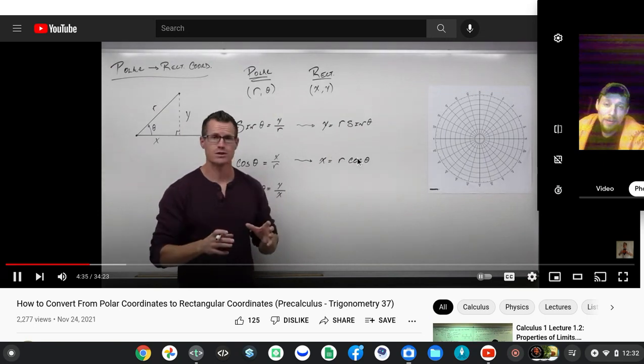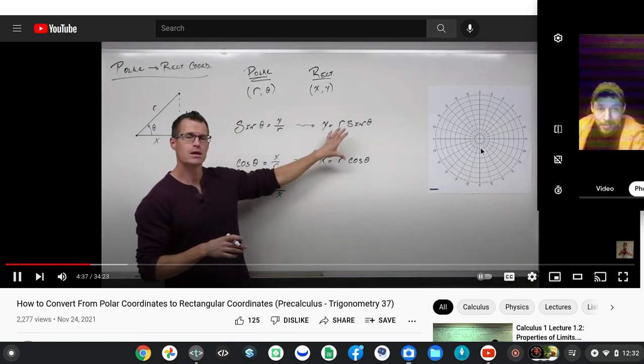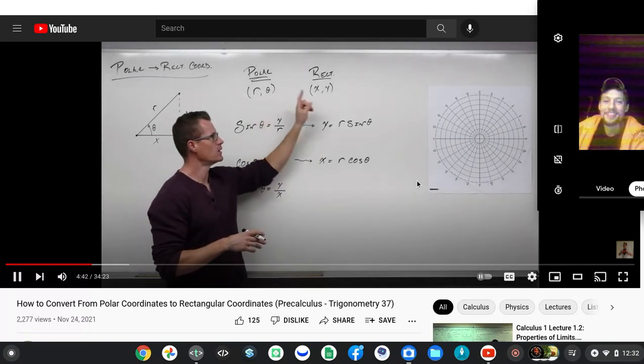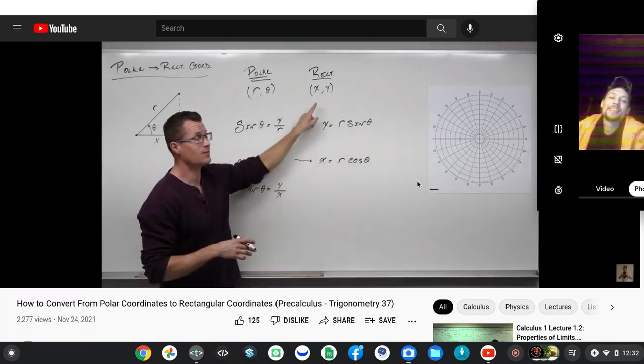That's all you need. Use these, and only these, to convert from polar to rectangular. They give you everything you need here to plug in here and find this.